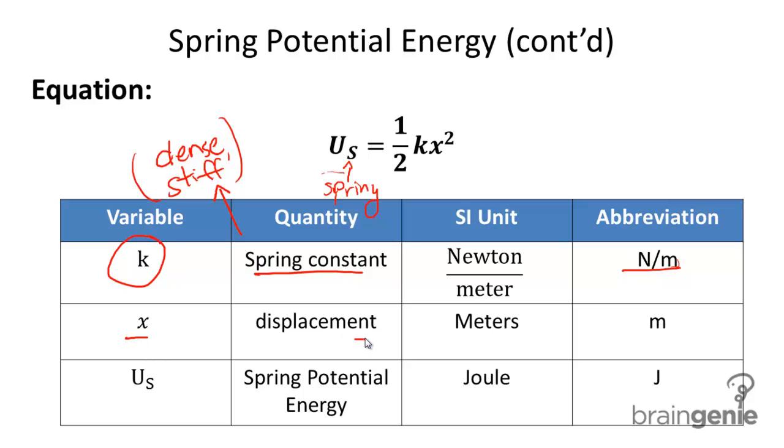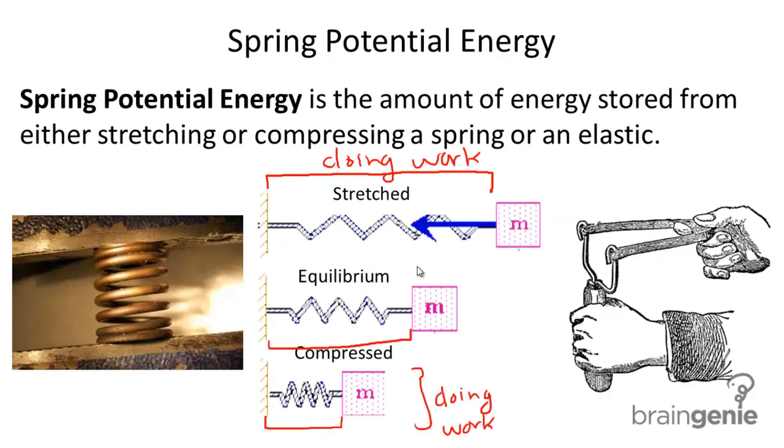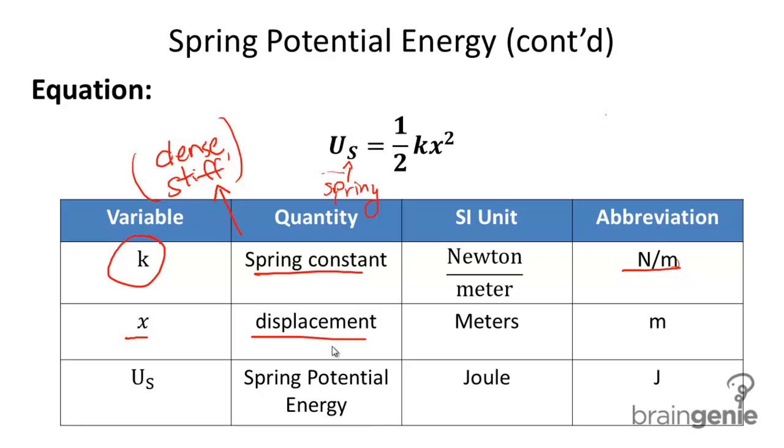x is the displacement of the spring. So from equilibrium, if we go back a page, okay, x would be this amount. That's x, or the amount that you compress. It's the distance that the length of the spring changes from equilibrium, and that's measured in meters. And then finally, the last new term is U_S, which is spring potential energy, and the units for that are joules for energy.